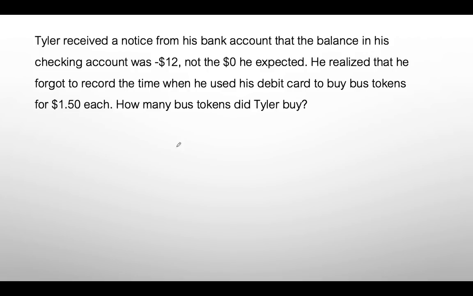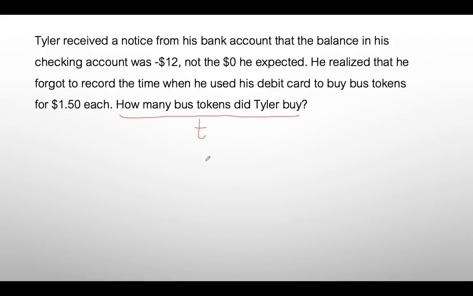Well, a couple things that you should notice. The question, how many bus tokens did Tyler buy, is our variable. We have no idea how many bus tokens he bought. So I'm going to use T for tokens. Now you should notice when people write a T in math, we tend to give it a little curly tail at the bottom, because if you don't, a T can often look like a plus sign, and we don't want that.